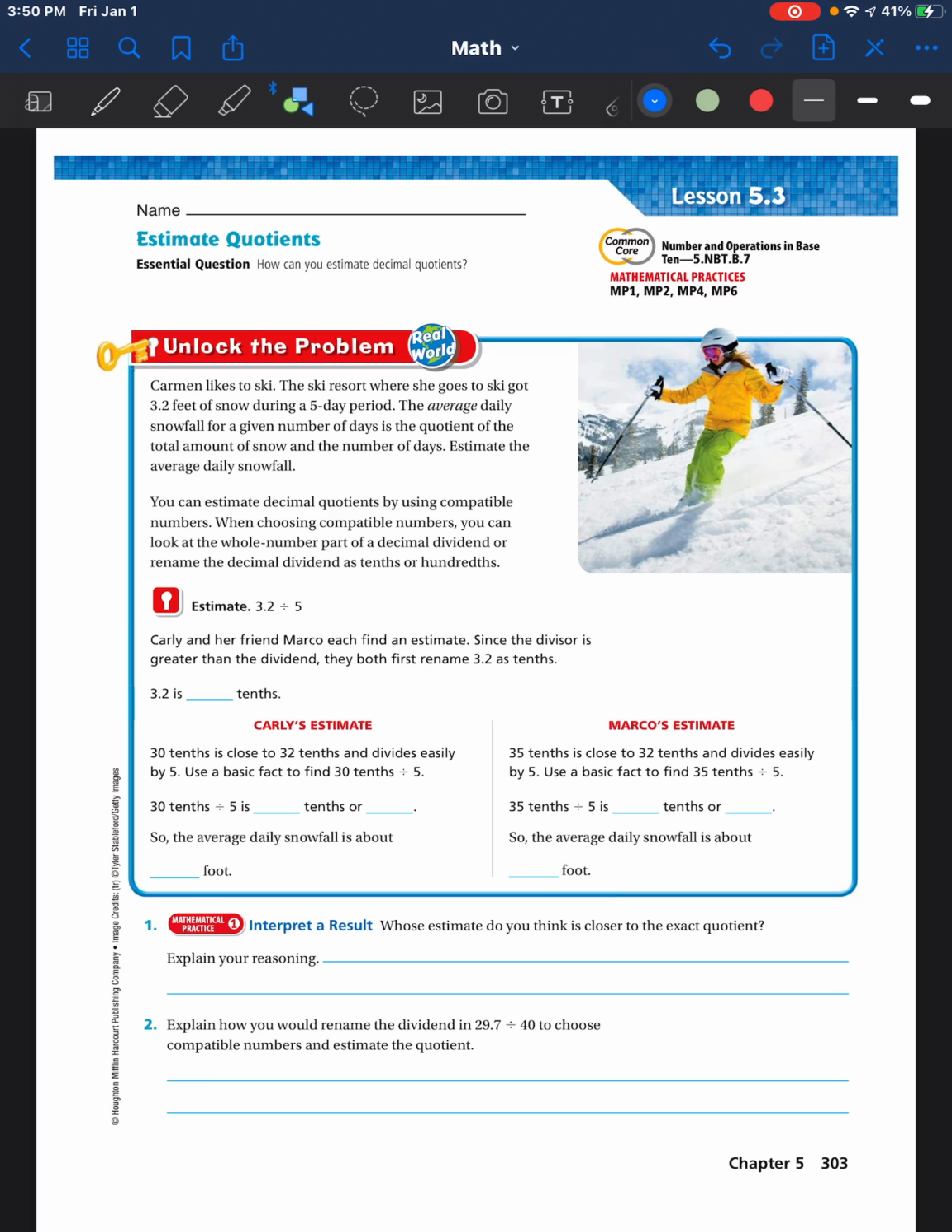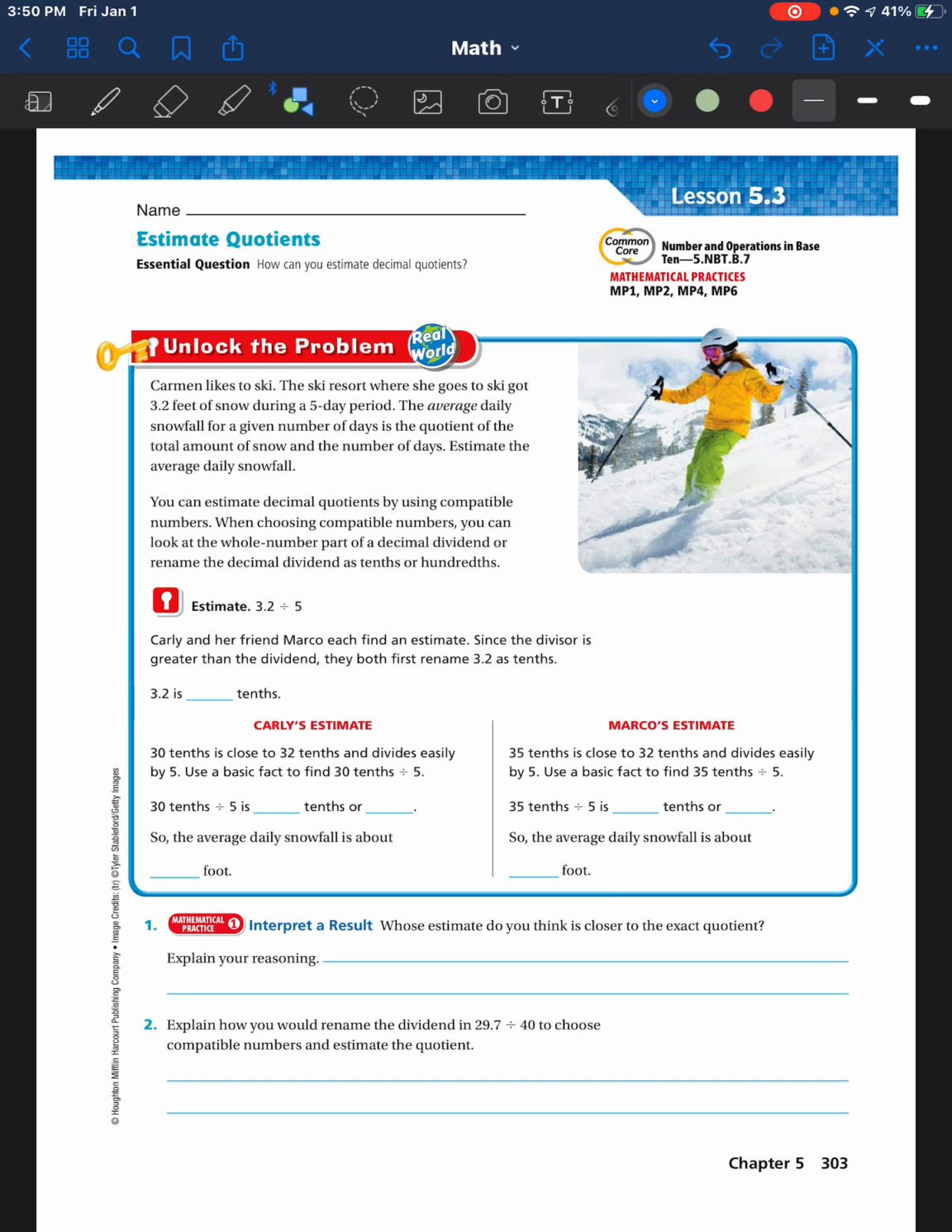Today we're going to talk about estimating quotients, and this is going to be pretty much the same thing that I had taught you when we talked about whole numbers. So it tends to be a little bit more difficult, especially if you're not familiar with your multiplication facts, because you're going to have to find compatible numbers, meaning numbers that can be evenly divided to estimate these.